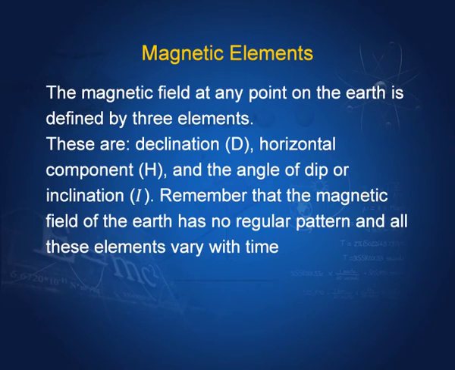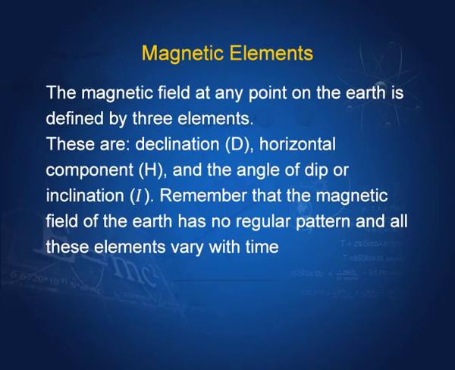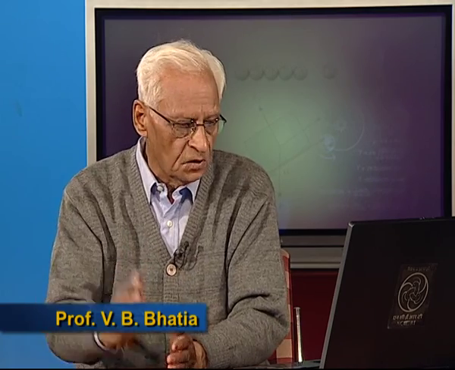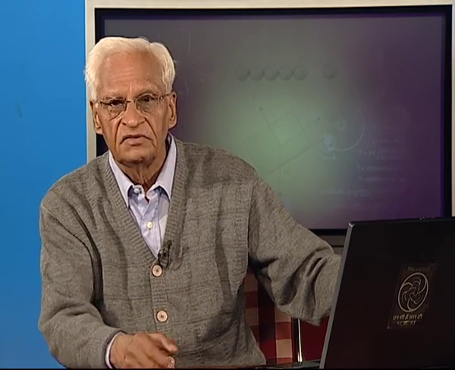The magnetic field at any point on the earth is defined by three elements. What are these elements? The declination D, the horizontal component H, and the angle of dip or inclination. I will show you in a moment. Remember that the magnetic field of the earth has no regular pattern, and all these elements vary with time. They are not fixed, they are not constant, they keep on varying with time.